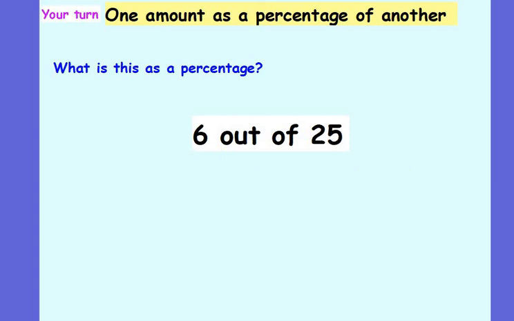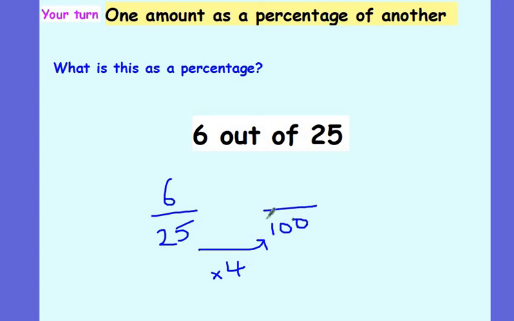Mini whiteboards year 8. Pause the video for a minute. What's 6 out of 25 as a percentage? Okay, let's go through it. 6 out of 25 is 6/25. Multiply top and bottom by 4 this time. 6 times 4 gives me what, Jake? 24, lovely. So I'm looking at 24%.